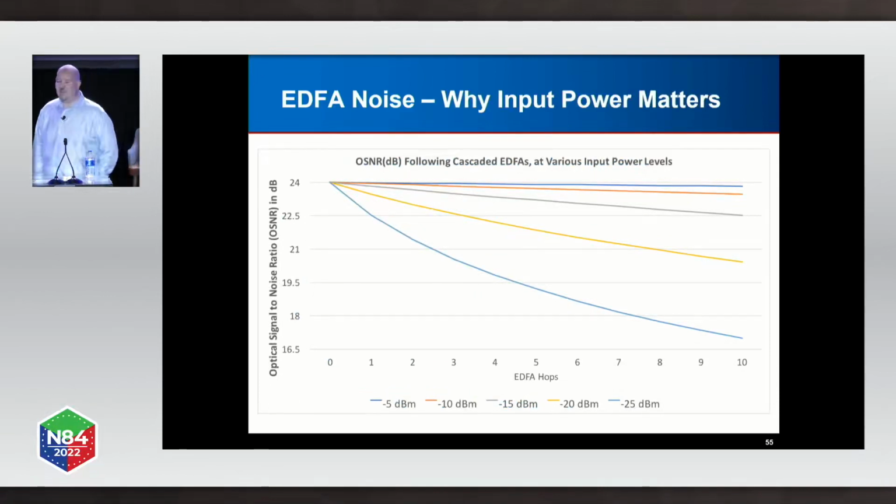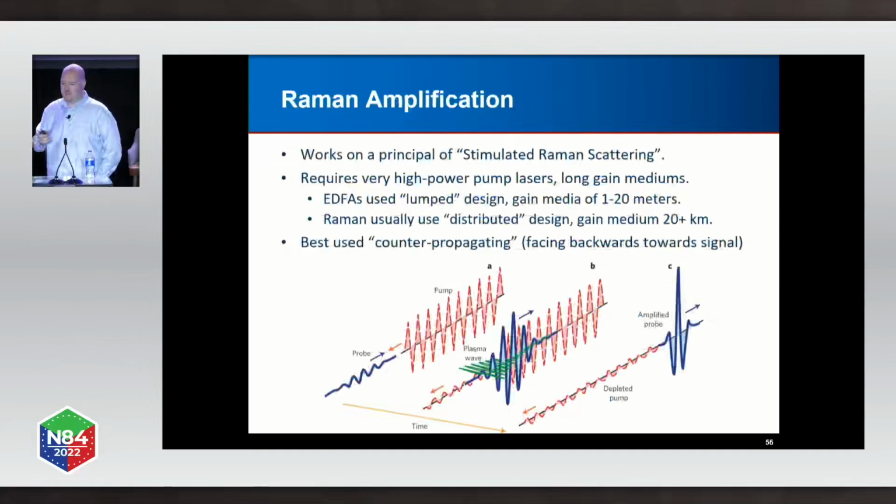So I don't think this is quite the right way to visualize this, but I was trying to illustrate that it really, really matters, because if you take a signal and you amplify it before it gets too weak, your OSNR will stay beautiful. It'll stay nice and clean. But the more you wait, as you let it go to negative 10, negative 15, negative 20, you see this rapid drop off in OSNR as you go through more EDFA hops. And so that's what you're designing against when you're trying to make this work.